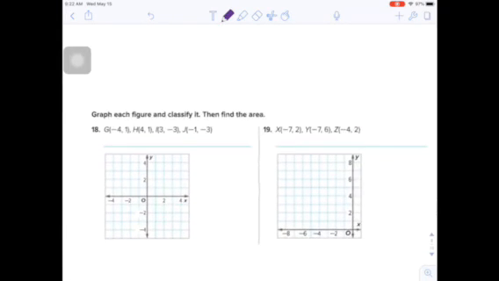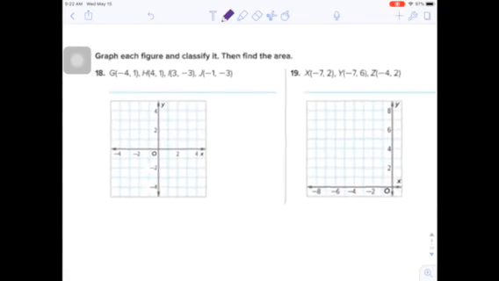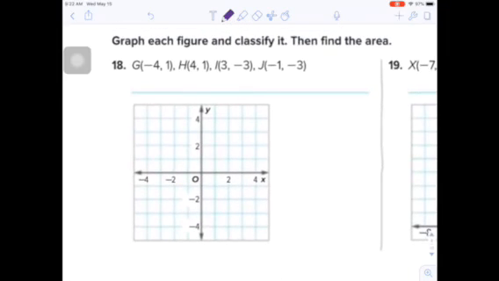Okay, moving on here. Next should be page 711, number 18, 19. So what you're doing here is graphing these points to find the area. When you graph these points, remember to say to yourself, over and then up or down. My first point is negative 4, 1. So I should go over to negative 4, up to 1. Try to label that with the letter G. Next is H, over 4, up 1. I, over 3, down negative 3. And then J, over negative 1, down negative 3.